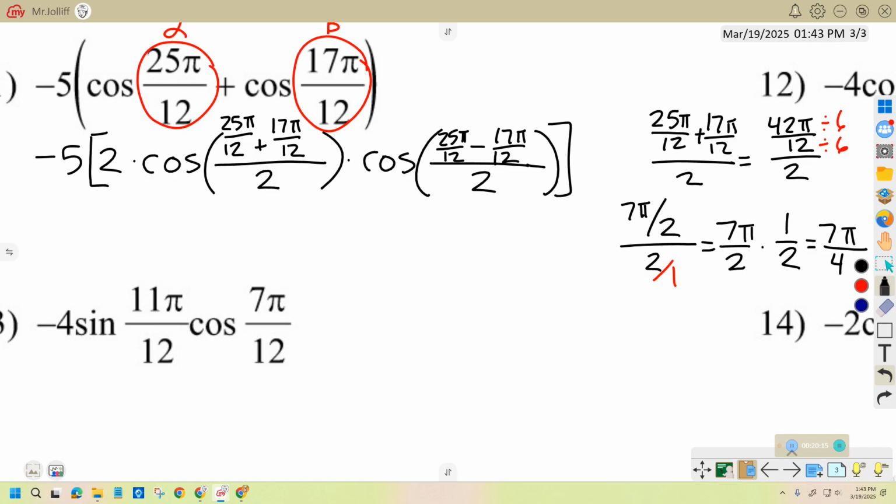So let's come back to this step. Negative 5 times 2 is negative 10. And then I'm going to have a cosine of 7 pi over 4. And now it's that second cosine that I've got to deal with. Same idea, except now instead of addition, we're going to do subtraction. Before I do that, did everybody get this part down with the fraction math? Okay, I'm going to erase it. I'm going to do subtraction in the same spot.